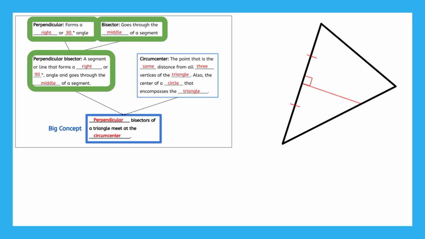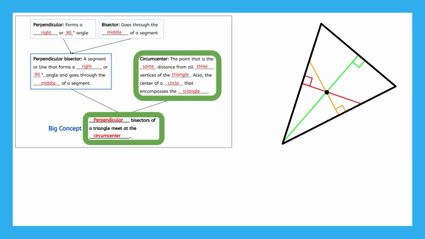For the next side, here's the perpendicular bisector. And for the final side, here's the perpendicular bisector. Where all 3 of those meet is the location of the circumcenter. That brings us to this part of the key.